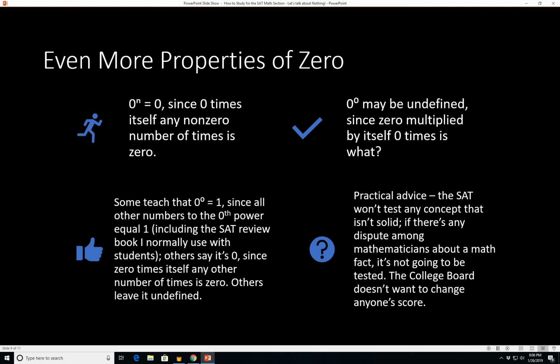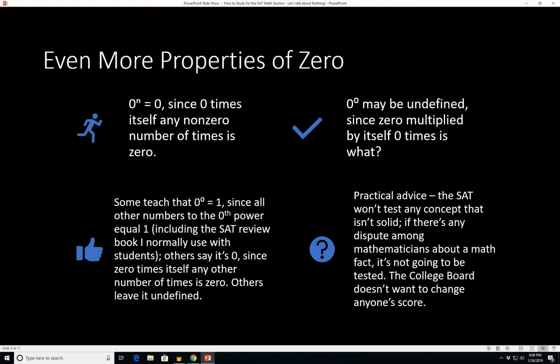So here are some more properties of 0. 0 to the n equals 0, since 0 times itself any non-zero number of times is definitely equal to 0. 0 to the 0 may be undefined, since 0 multiplied by itself 0 times is what? How do you multiply something by itself 0 times?